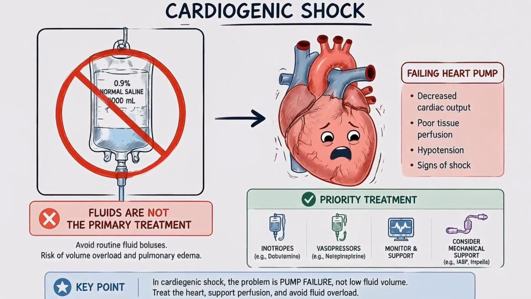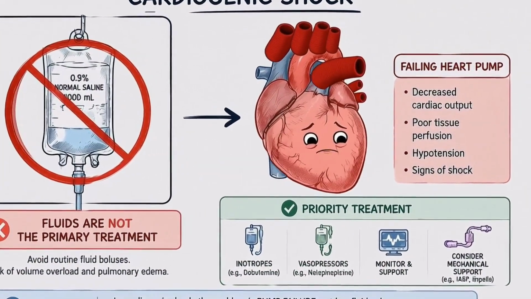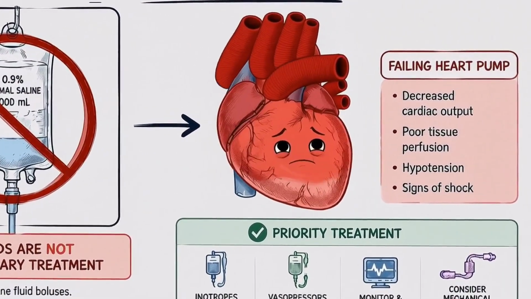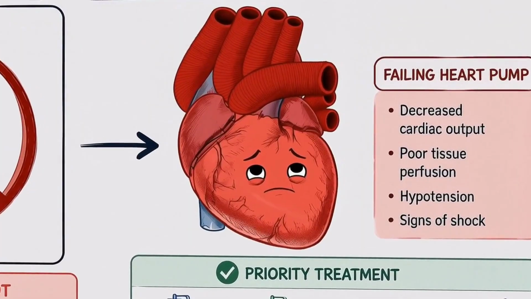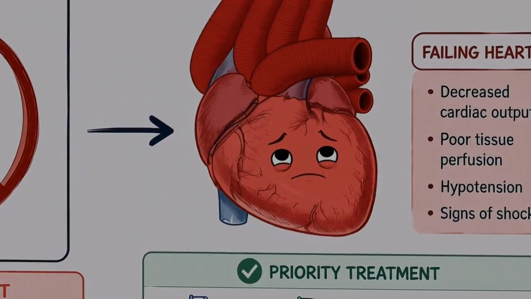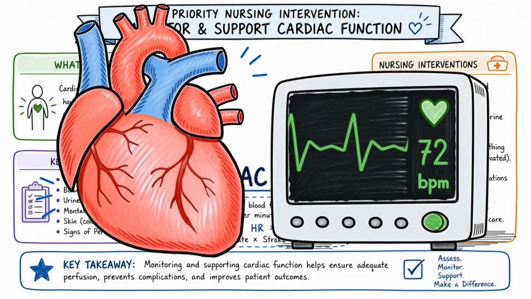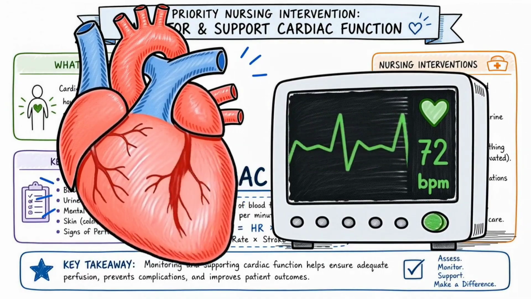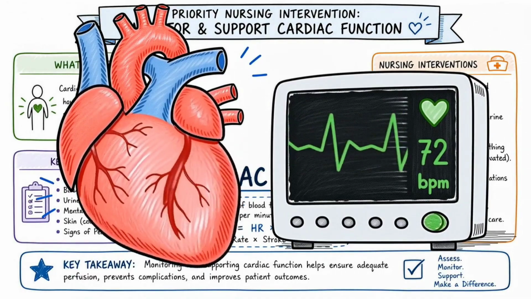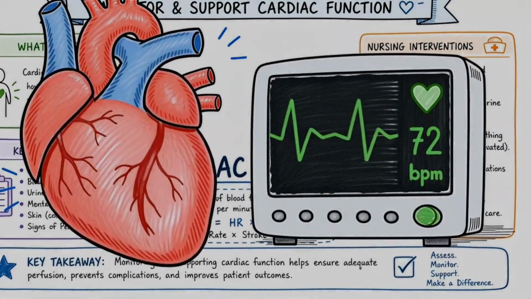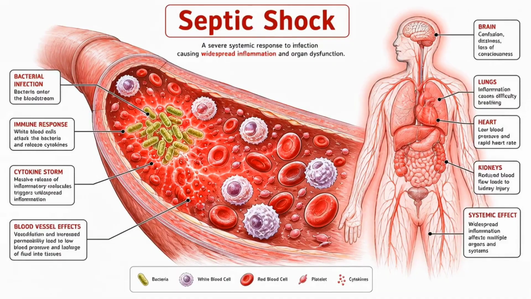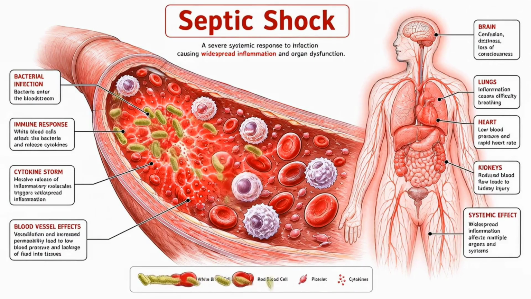For NCLEX questions, remember that fluids alone will not fix cardiogenic shock. The problem is the failing pump, not the volume. Your priority is improving cardiac output. Carefully monitor fluid status to ensure you do not overwhelm the already struggling heart. Third, we look at septic shock.